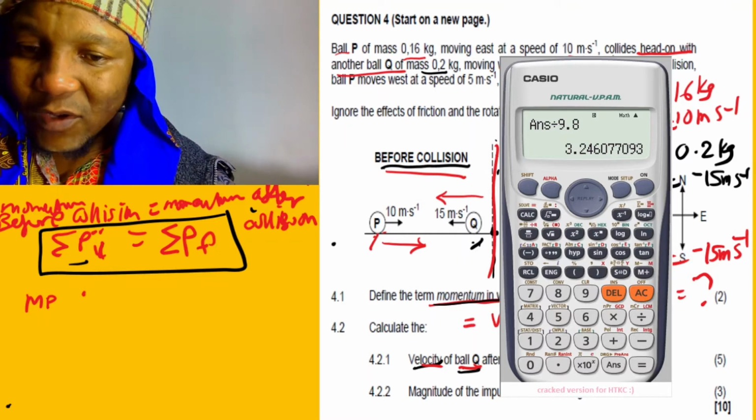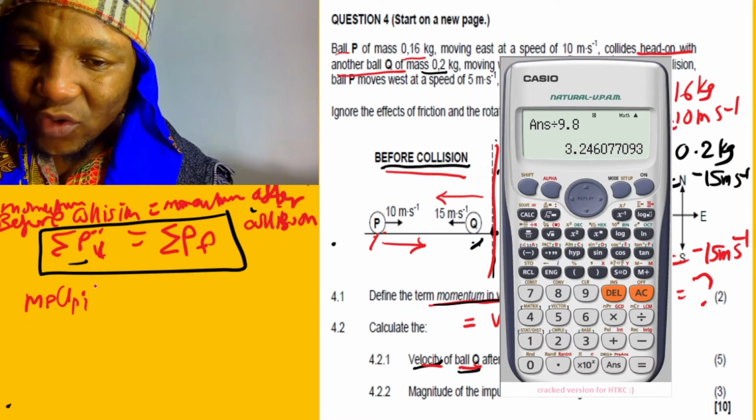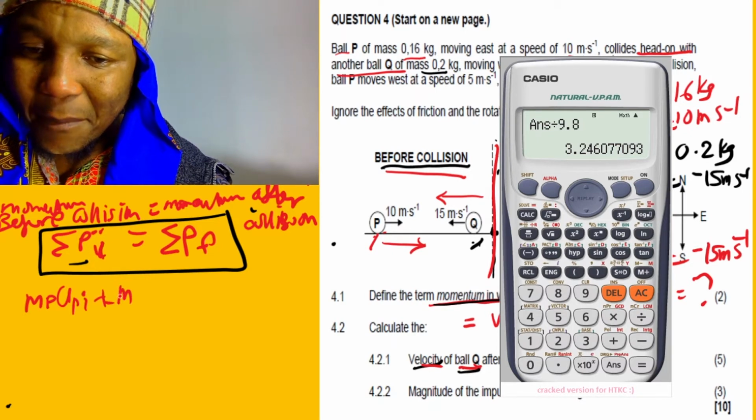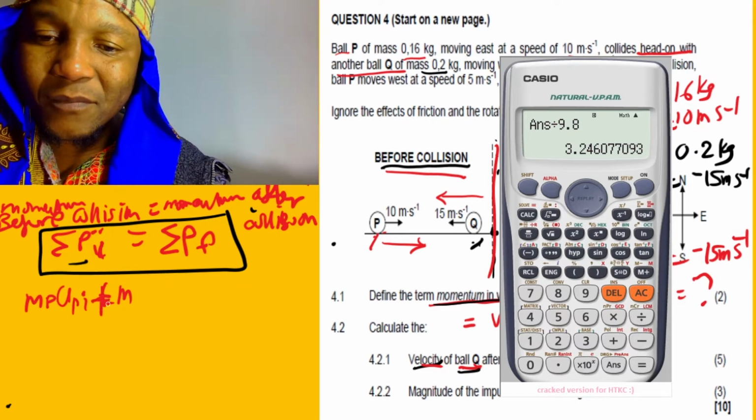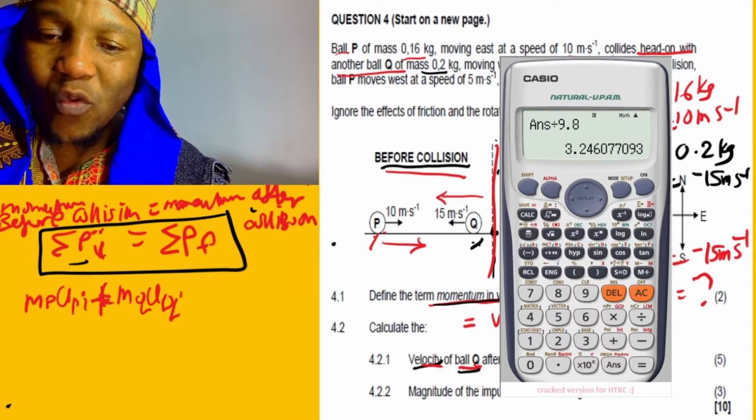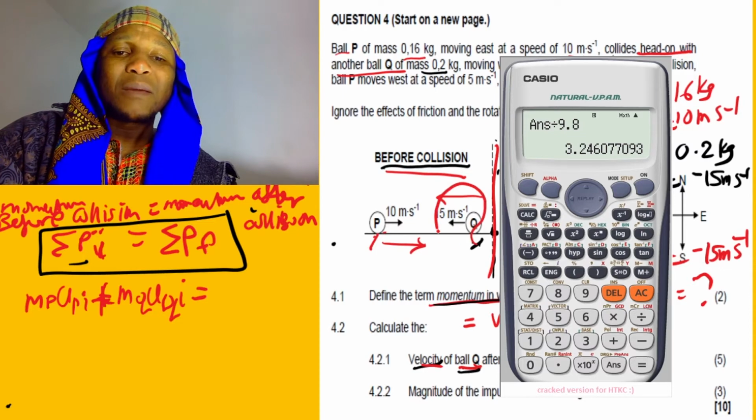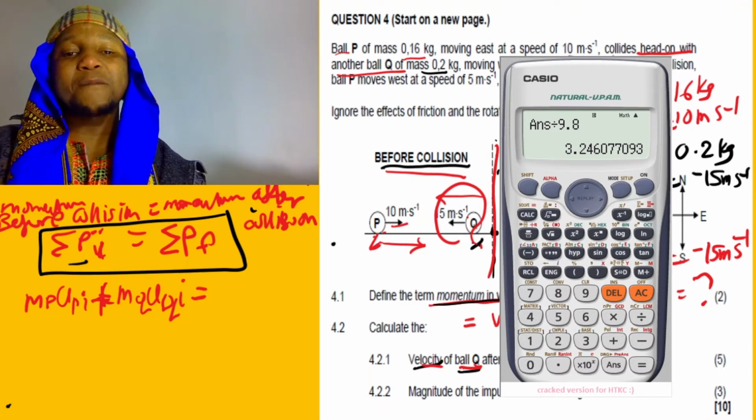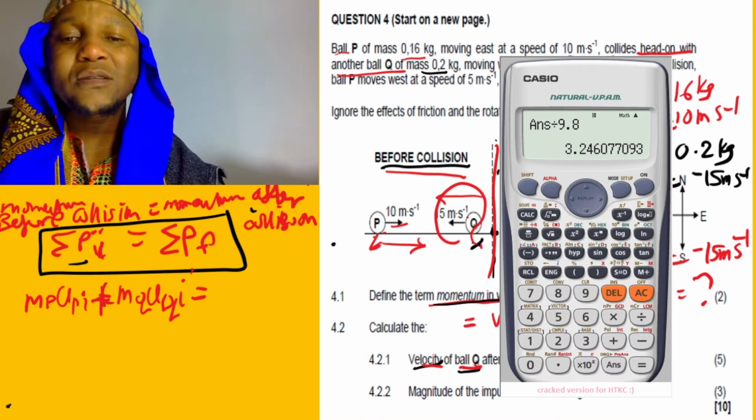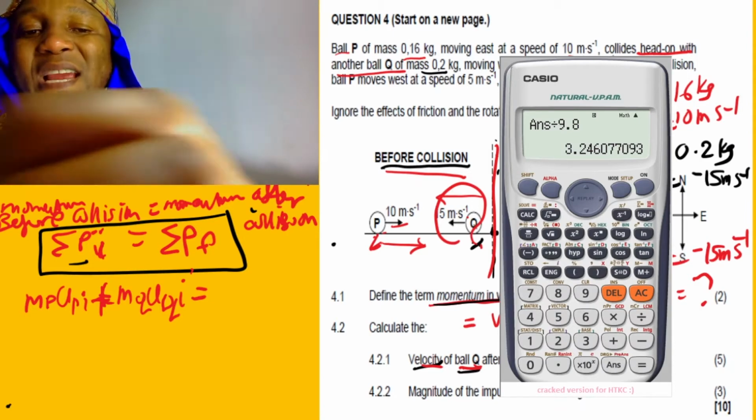So we say mass of P times velocity of P initial, plus, because it's the sum of all the initial momentum, mass of Q times velocity of Q initial. So this is the sum of momentum before collision: you take the mass of this times its velocity, and the mass of that times its velocity. That's what they say. Now for the sum of momentum after collision, it's easy.